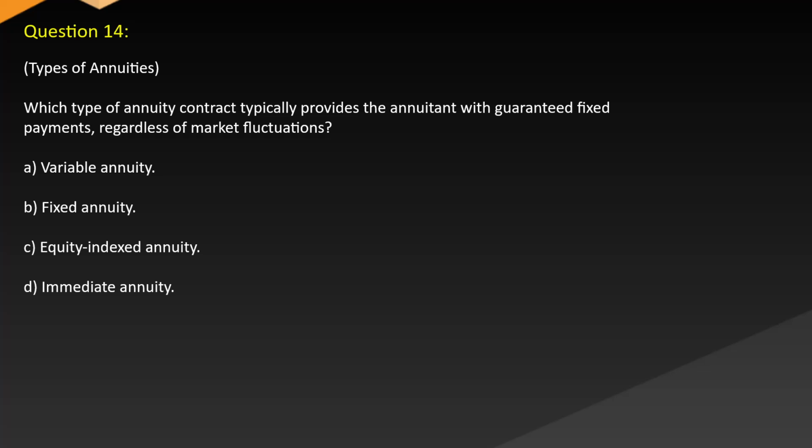Which type of annuity contract typically provides the annuitant with guaranteed fixed payments regardless of market fluctuations? A. Variable annuity. B. Fixed annuity. C. Equity indexed annuity. D. Immediate annuity.